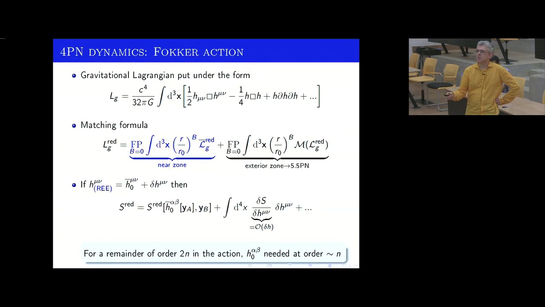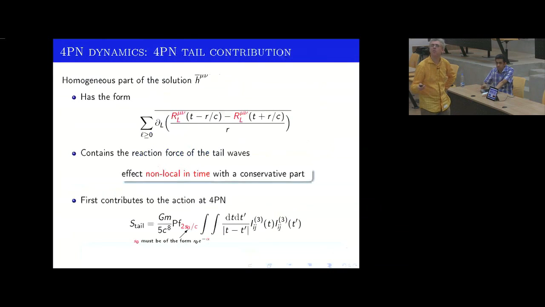Now there is a very interesting feature about the Fokker Lagrangian. I have no time to explain it, but basically because delta S over delta h mu nu is 0 for exact solutions of the field equations, it turns out that if you want to have a remainder when computing approximate Lagrangians or actions equal to an order 2n, you need to have h, the metric itself, only at order n, so half of the required order.